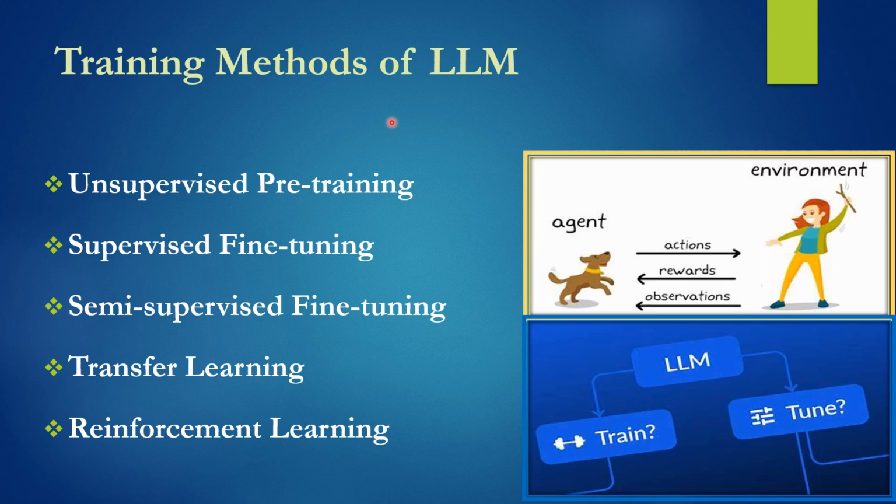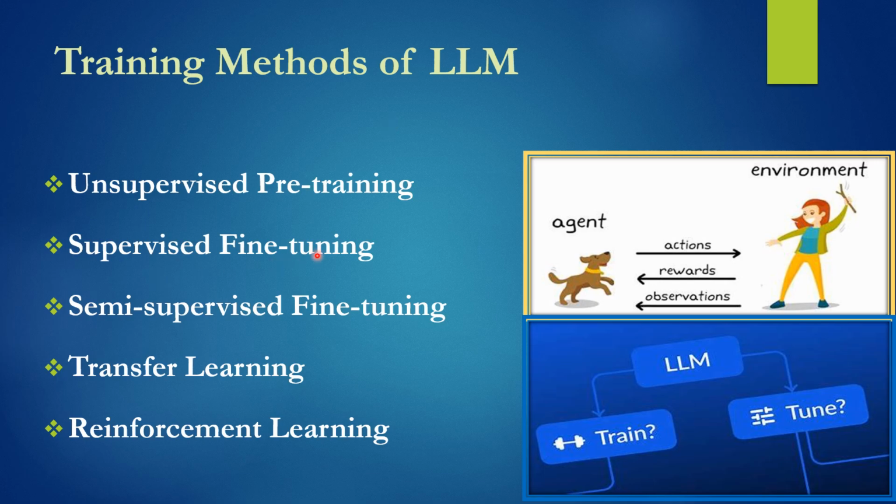For example, a pre-trained transformer-based model like BERT, the Bidirectional Encoder Representations from Transformers, is trained on a large corpus of text using unsupervised pre-training, which allows the model to learn general language representations that are useful for a variety of NLP tasks.